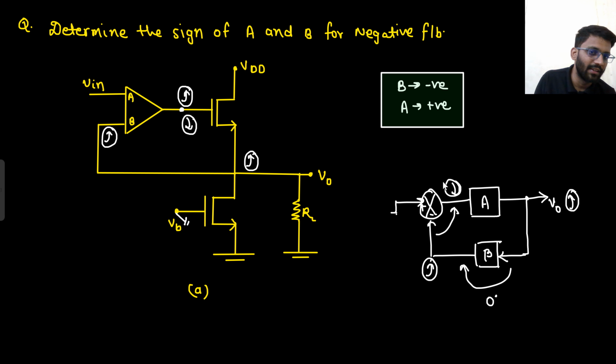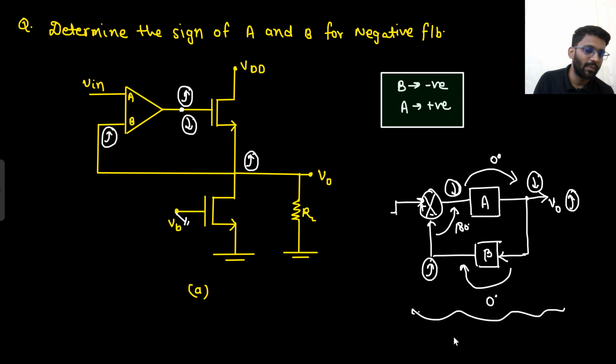Because there is a negative sign. So from here to here there is 180-degree phase shift, and from here to here how much phase shift is there? 0-degree phase shift. Why so? Because if this node decreases, this node will also decrease. So in the complete loop, how much phase shift are you getting? 180-degree phase shift. And in a positive feedback system you get 0-degree or 360-degree phase shift.